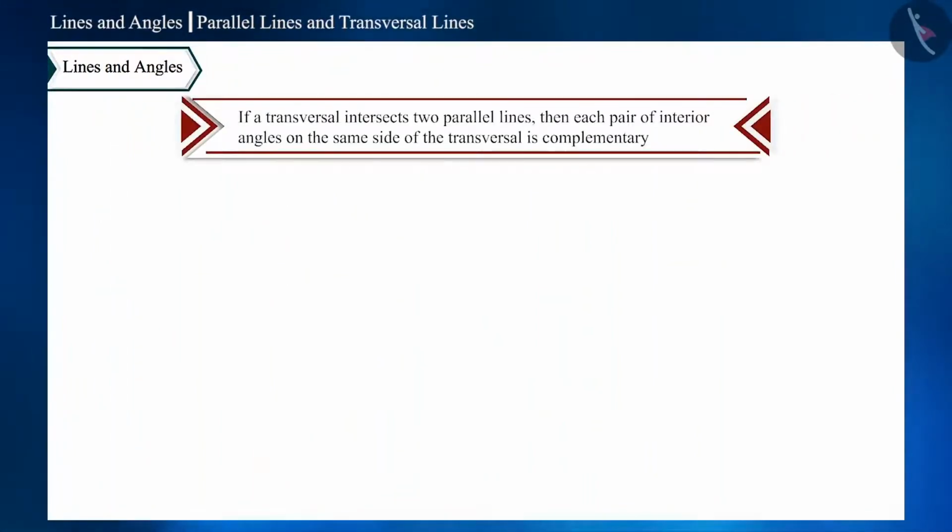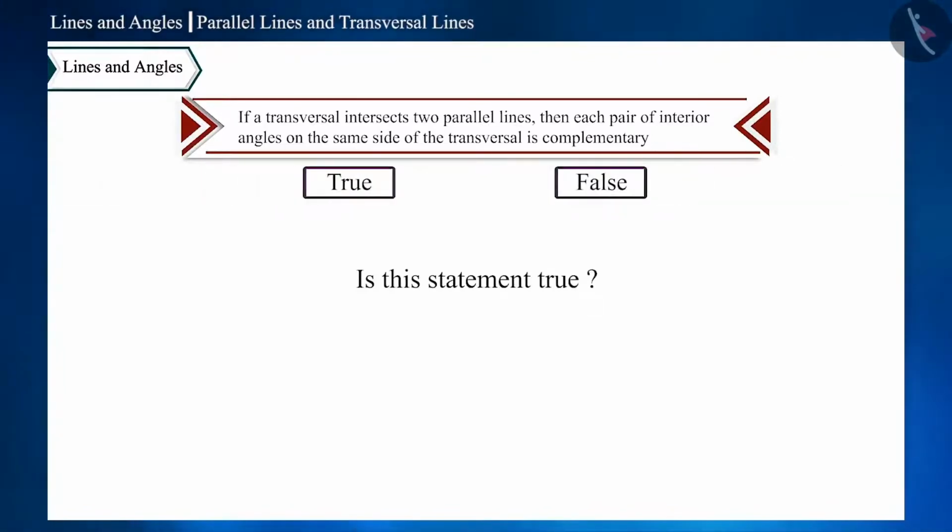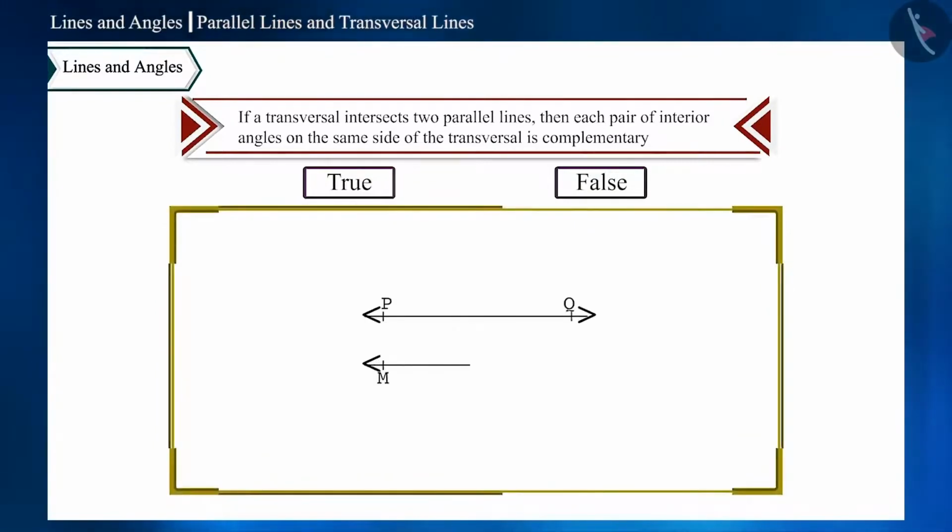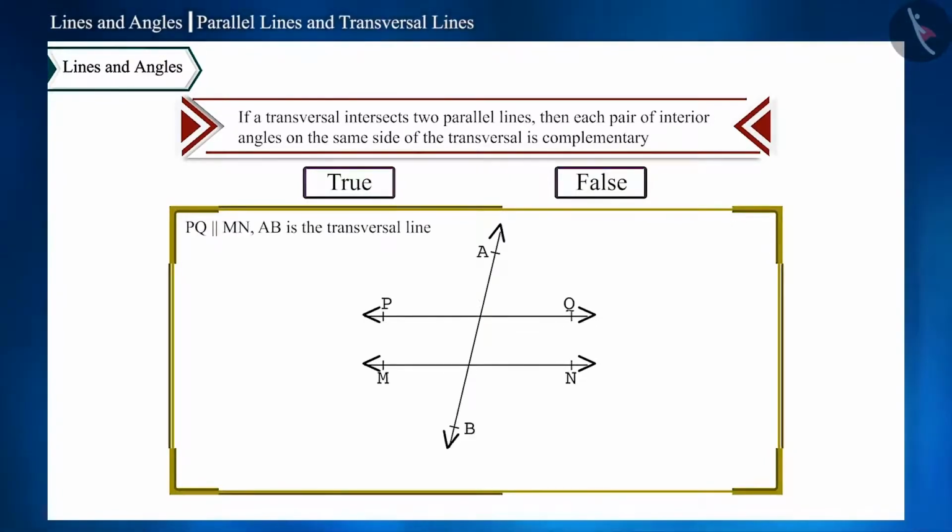If a transversal intersects two parallel lines, then each pair of interior angles on the same side of the transversal is complementary. Is this statement true? Friends, let's understand this statement with the help of a figure. PQ and MN are two parallel lines, and the transversal AB intersects these two lines at points C and D respectively.